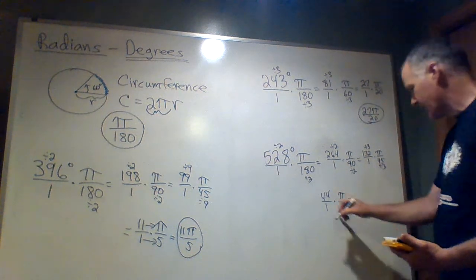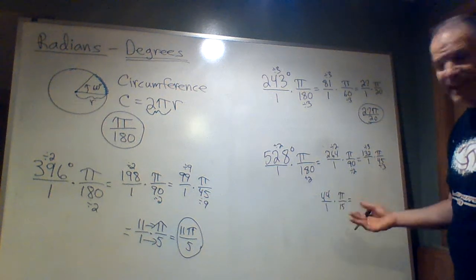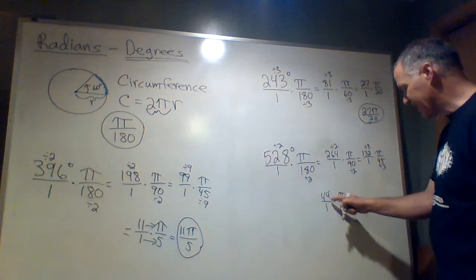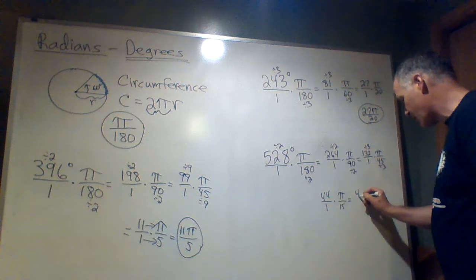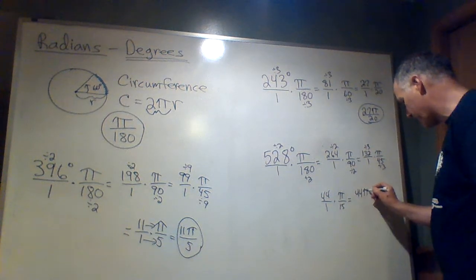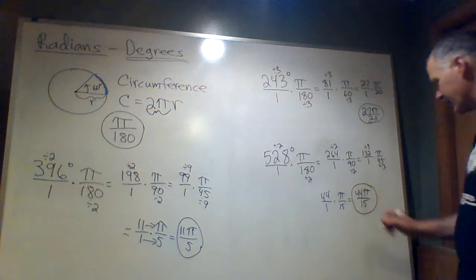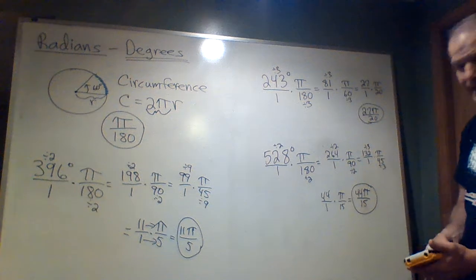And guess what? 44. Now remember, the double digit 4 and 4 makes 11. So 4 goes into 44, but 4 doesn't go into 15. 11 goes into there, but 11 doesn't go into there. So actually, we're finished. 44 pi over 15. Boom. There's our answer. Okay, that's reduced as far as we can.